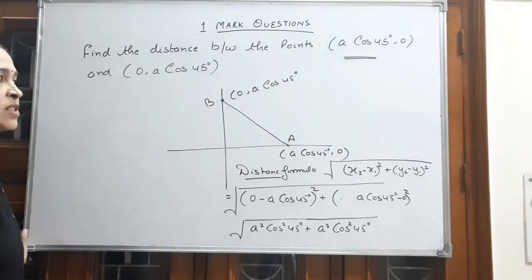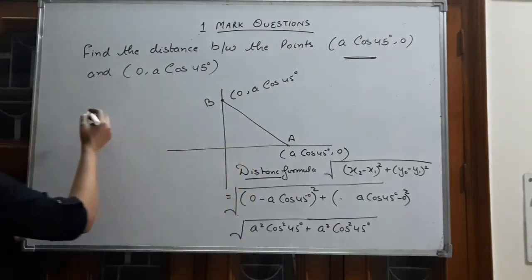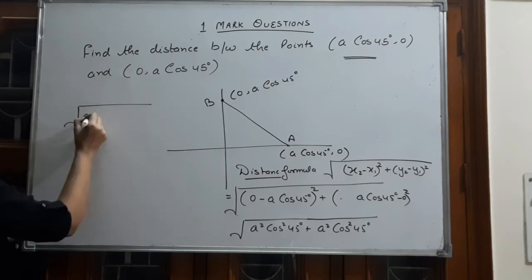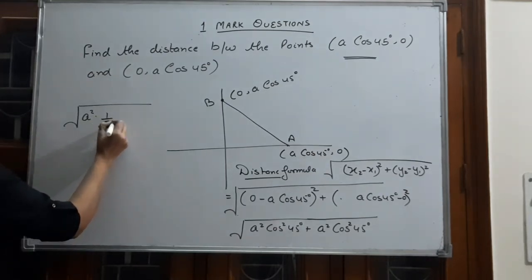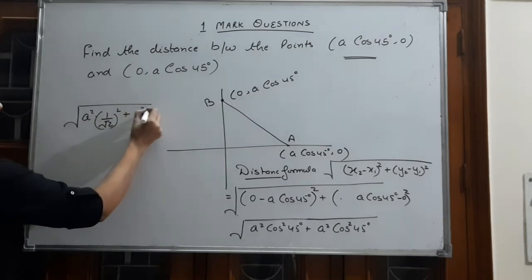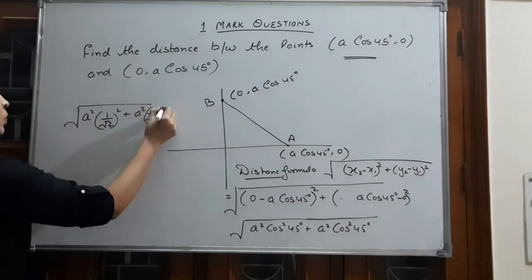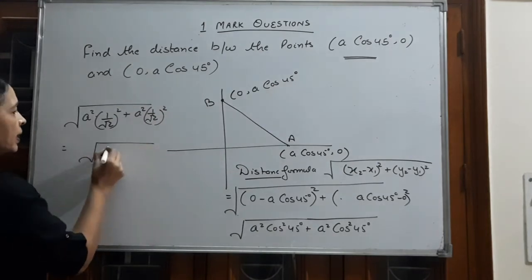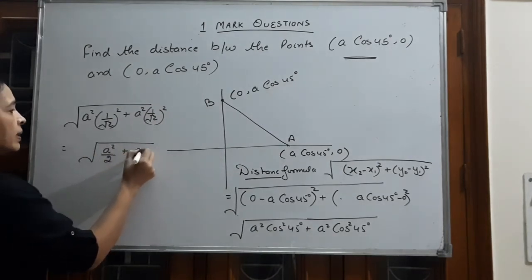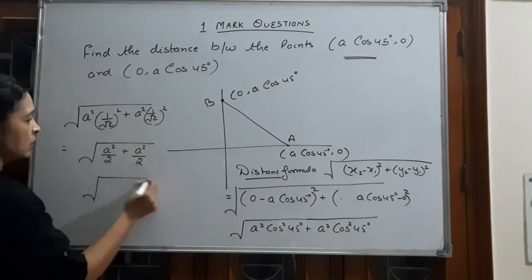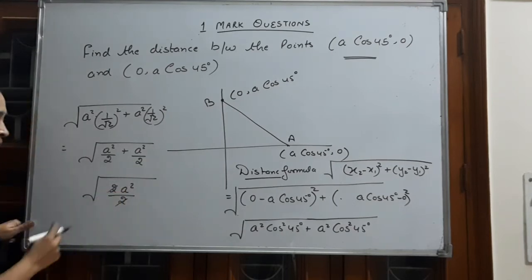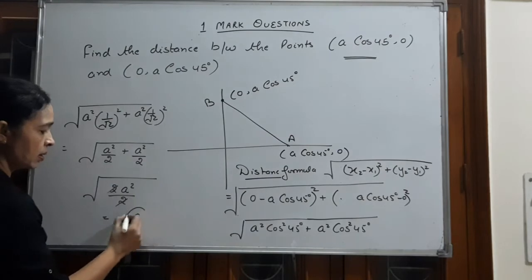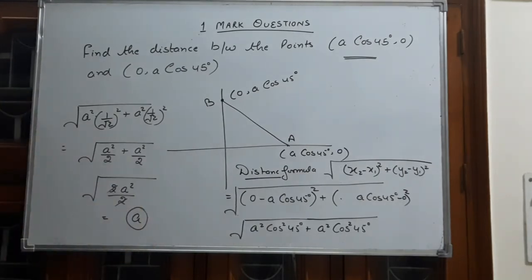What is cos 45 degrees? 1 by root 2. What will we get? a square into cos square 45 degrees, which is 1 by root 2 whole square, plus a square into 1 by root 2 whole square. What do we get? a square by 2 plus a square by 2. 2 is the LCM, so a square plus a square, 2a square. 2 and 2 get cancelled. a square under root is a. This is the distance between these 2 points.